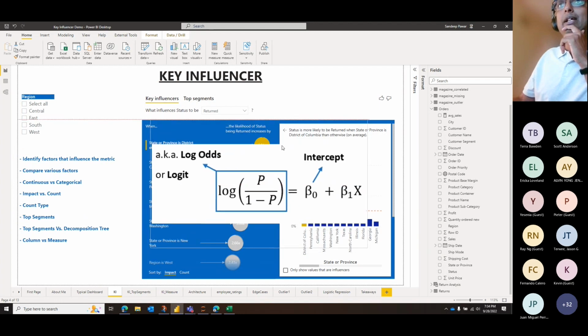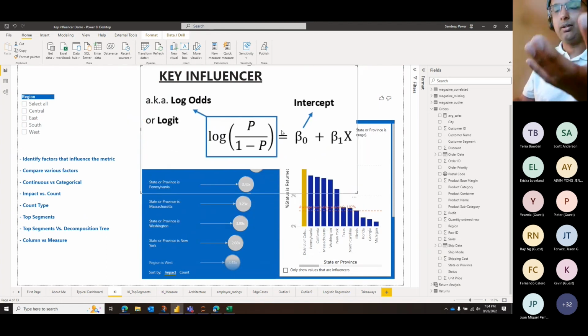So what Power BI is doing in the background is running a logistic regression, and I'll explain that. But just focus on the left-hand side and the right-hand side. On the left-hand side, forget about this log, but focus on the top: P divided by 1 minus P. So if returned is P, then not returned is 1 minus P. So we are talking about the ratio, the odds ratio, as this is called.